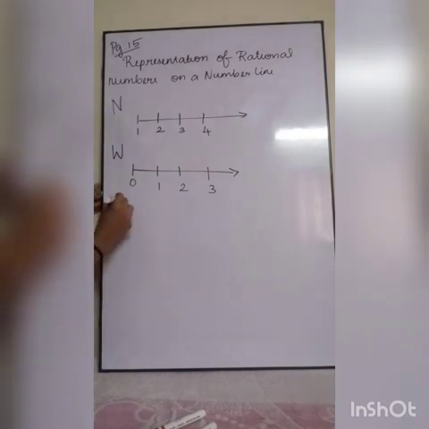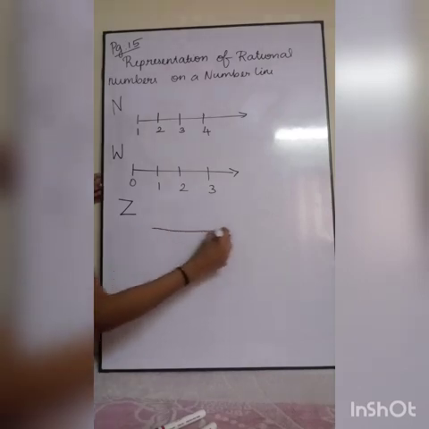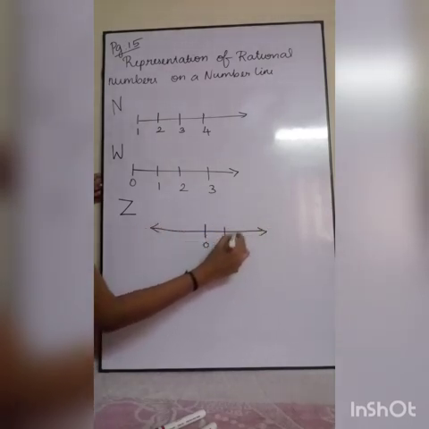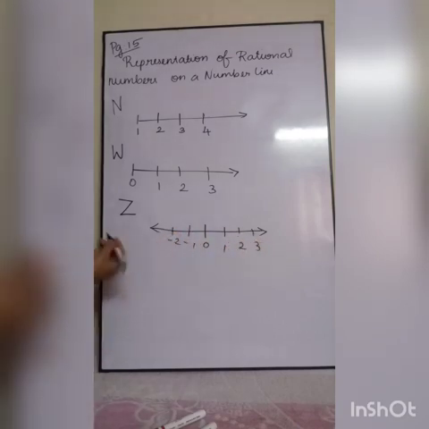Next come your integers. Integers are represented by capital Z. So how will you write the integers number line? 0, 1, 2, 3, minus 1, minus 2, minus 3, like that. So this is how you will represent the number line for integers. Next come our rational numbers.